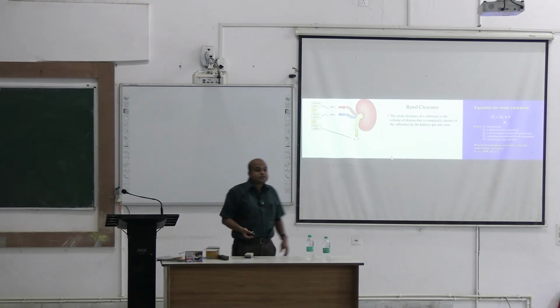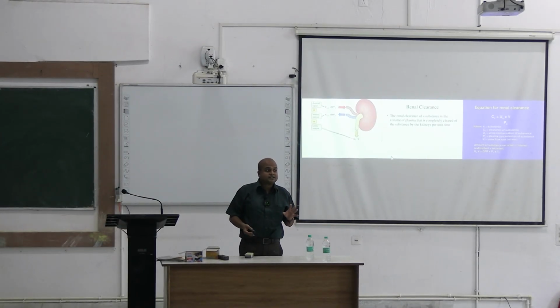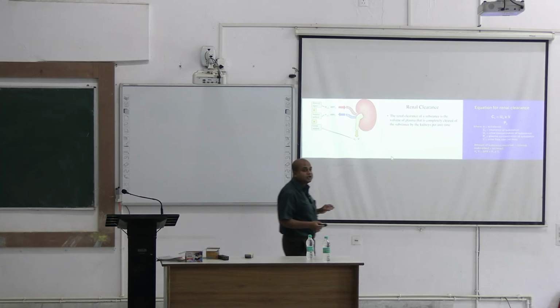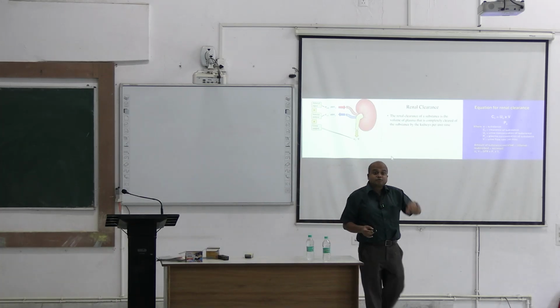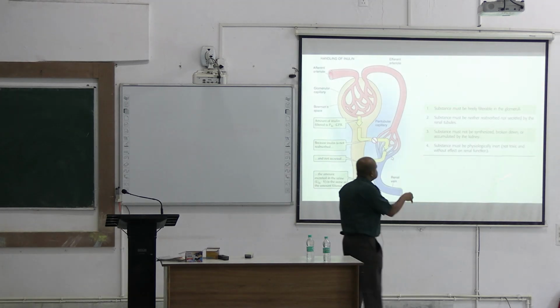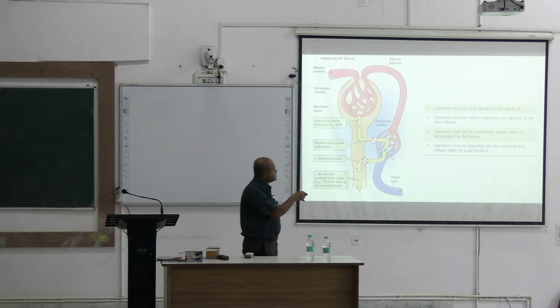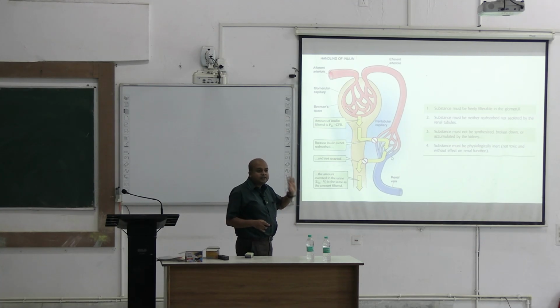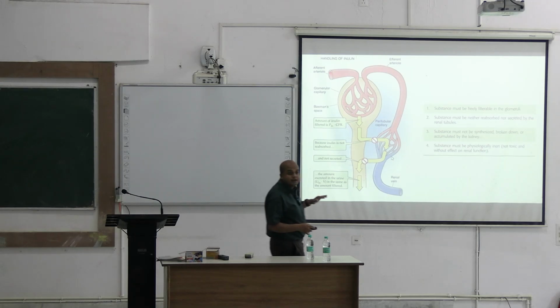In case of a substance called para-aminohippuric acid, what happens? This is not freely filtered, but very little amount of it goes back to the general circulation. So, that helps to measure the renal plasma flow. We can't do this; this is in case of inulin. So, the substance must be freely filterable in glomeruli, and otherwise, you can just think about it, neither reabsorbed nor secreted by the renal tubules.